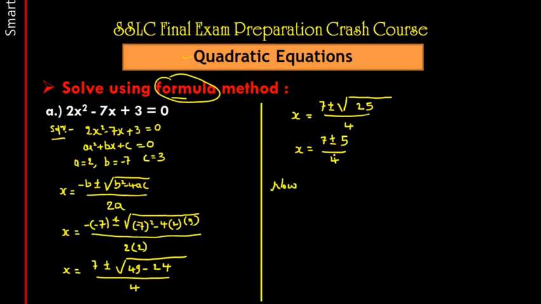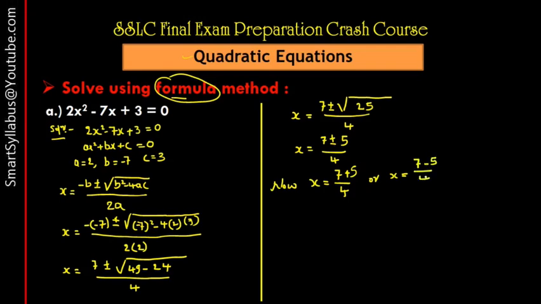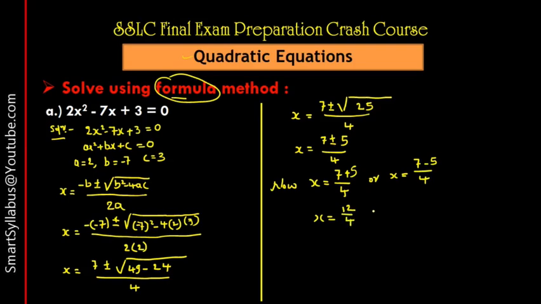Now here you have to follow one step, students. That is, x is equal to, first write 7 plus 5 upon 4, or x equal to 7, write with a minus sign now, 5 upon 4. Now complete the answers. So x is equal to 7 plus 5, it's going to be 12 upon 4, or x is equal to 7 minus 5, it's 2 by 4.